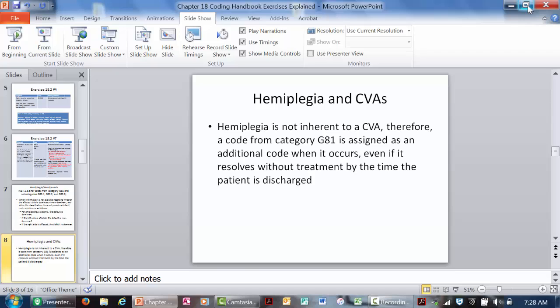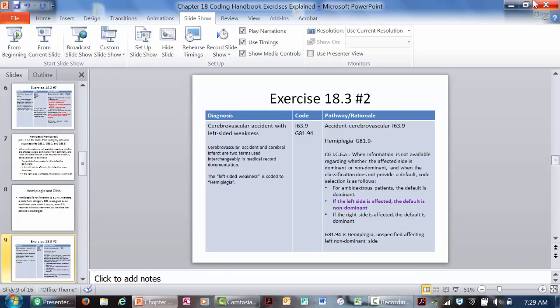Not uncommon for a patient to come to the ER, complaining of whatever stroke symptoms they have. They have some weakness on one side, and by the time they come into the hospital and they're treated and they leave, that weakness has subsided or it's gotten a lot better. You're still going to code it because it did happen and it required additional resources to take care of the patient. Okay, let's look at this exercise, 18.3, number 2.